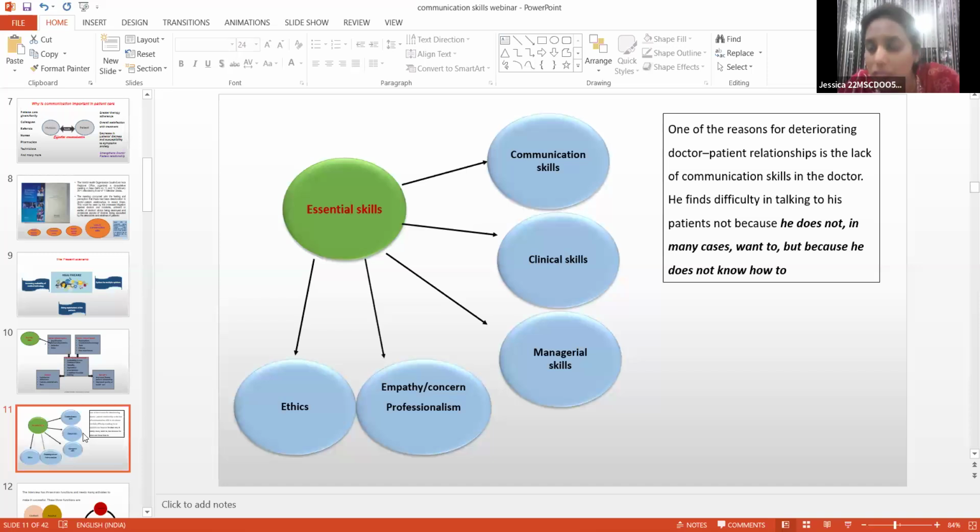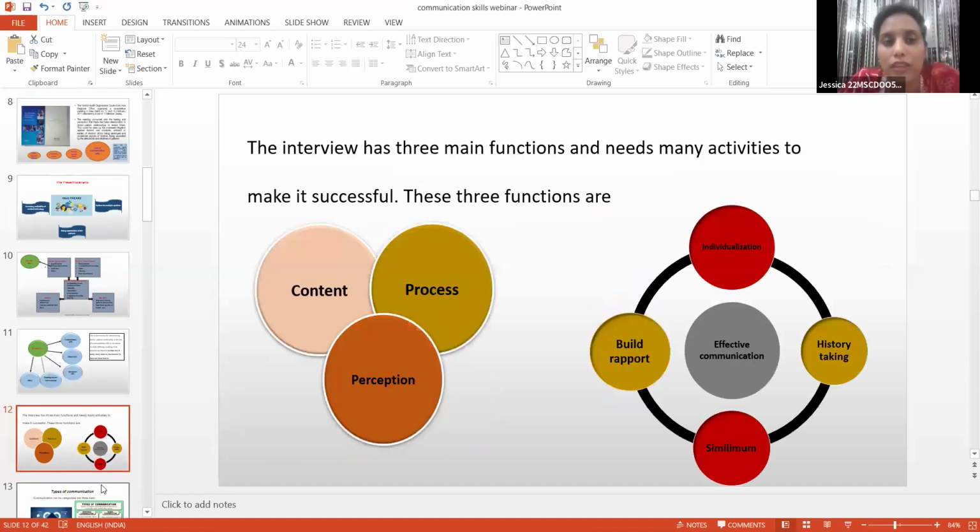But our interns just coming out of the internship definitely find it difficult, because they want to communicate well, but they do not know how to communicate. So one of the essential skills when we are interacting with patients are communication skills, clinical skills, managerial skills, empathy, care, professionalism, and ethics. And communication skills in today's era are the outstanding tool for enhanced patient-doctor interaction.